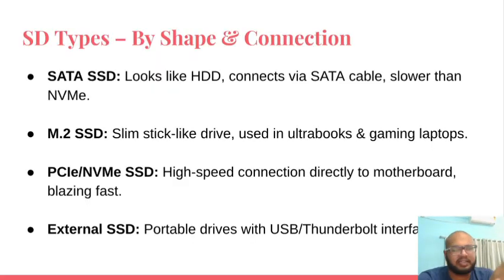So we have SATA SSDs, which are pretty large. Then we have M.2, which looks like a small thin chip, about the size of my finger. Then we have PCIe/NVMe, and we have external SSDs also. Normally we have 2 types of SSDs: one is internal and one is external. The first 3 I mentioned here are mostly internal SSDs.